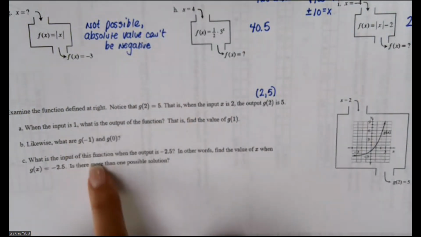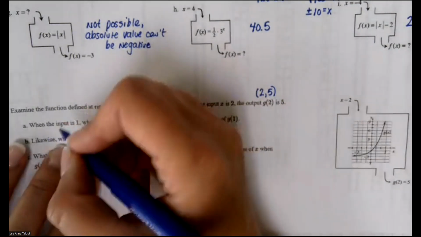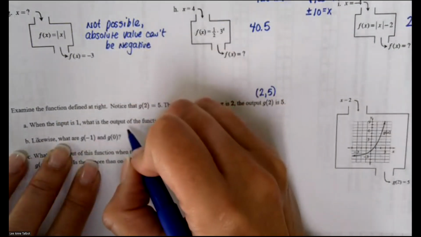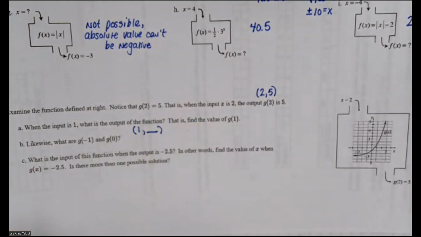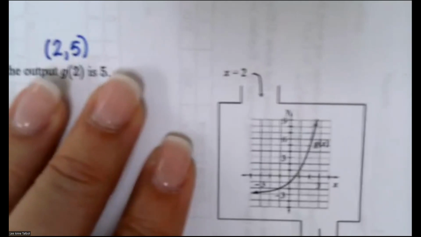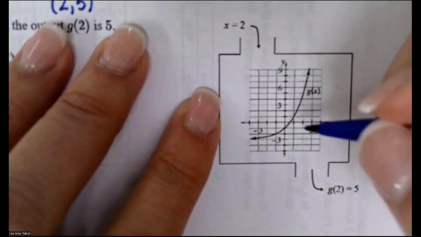These problems are asking for coordinates. This is saying, A, when the input is 1, what is the output? When the input is 1, what is the output? Okay, so I go to the little curve guy. And I say, it says find the coordinate where x is 1.